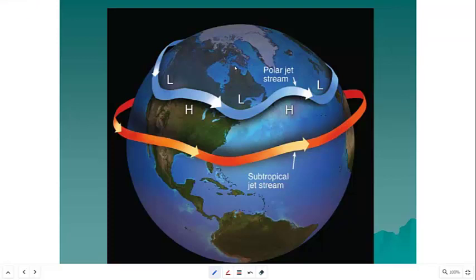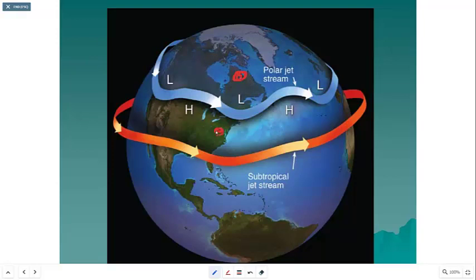Now, what is the importance of these jet streams? Well, they will separate different types of air masses. To the north, up in this region, you'll have pretty cold air. We will talk about air masses in our chapter number 11, but the air mass up here could be Arctic air masses or polar air masses.